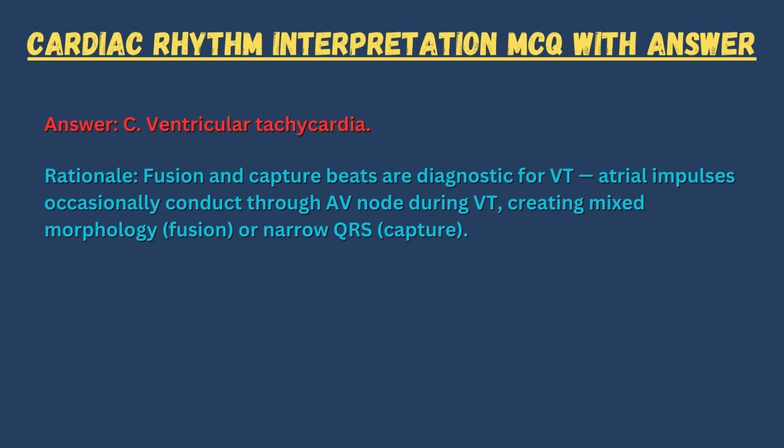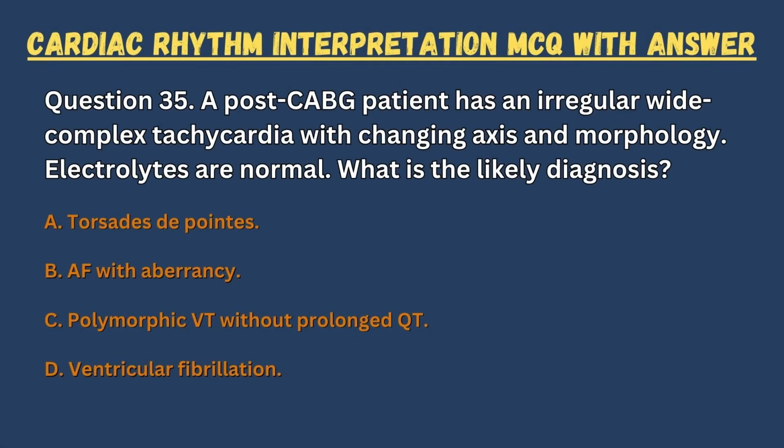Answer C. Ventricular tachycardia. Rationale: fusion and capture beats are diagnostic for VT. Atrial impulses occasionally conduct through the AV node during VT, creating mixed morphology, fusion, or narrow QRS capture. Question 35. A post-CABG patient has an irregular wide complex tachycardia with changing axis and morphology. Electrolytes are normal. What is the likely diagnosis?